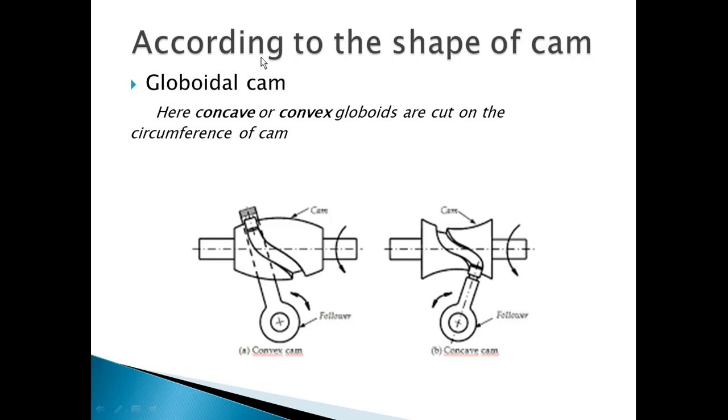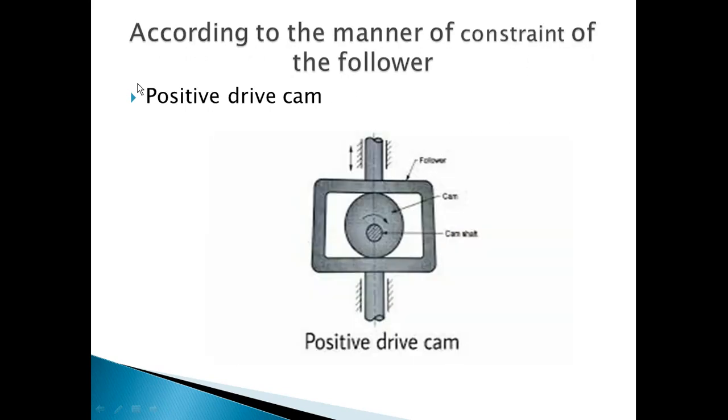Once again, globoidal and cylindrical cams are similar to each other, only the shape of the cut provided around the circumference is somewhat different. That's why there is a difference between them, and we have categorized them according to the shape of the cam. And the last one is according to the manner of constraint of the follower.